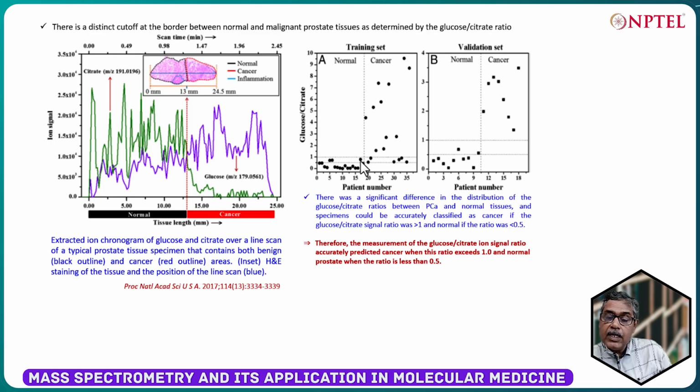So, this is a very important observation: the glucose over citrate ratio can act as a biomarker to define the surgical margin very precisely. This image is very important. At the borderline, you see how the ratio changes drastically, from more than 1 in the cancerous zone to less than 0.5 in the normal zone. So, the conclusion is that the measurement of the glucose over citrate ion signal ratio accurately predicted cancer when this ratio exceeds 1, and normal prostate when this ratio is less than 0.5.